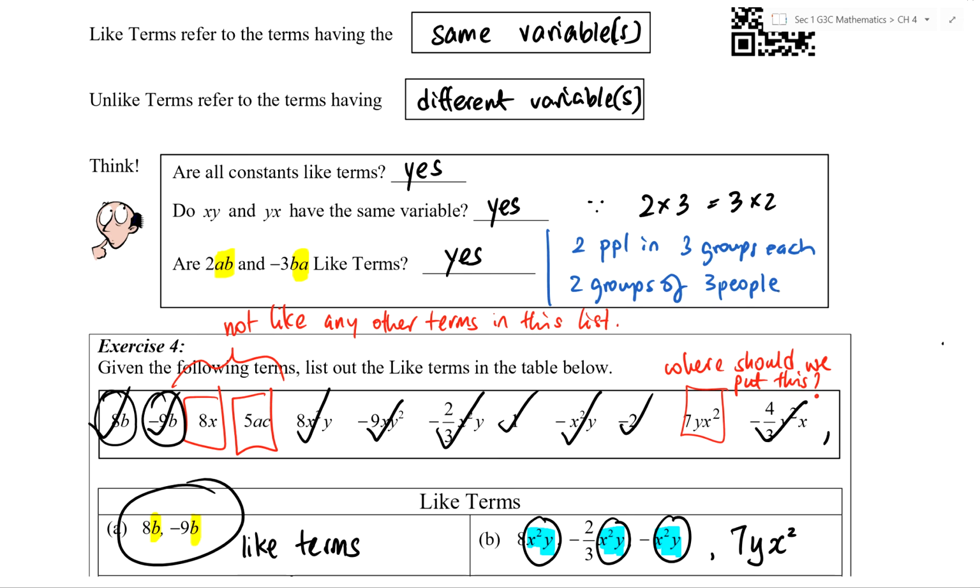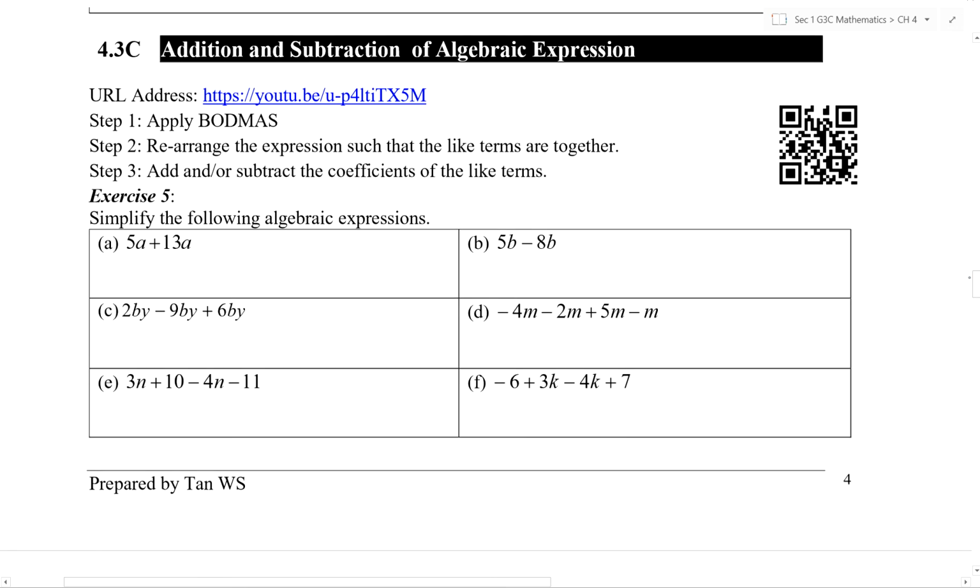But in mathematics, do we have the same result? Yes, we do. 6 people altogether. In mathematics, they are the same. That is why these 2, we will consider them as like terms. Okay? Moving on. Addition and subtraction.